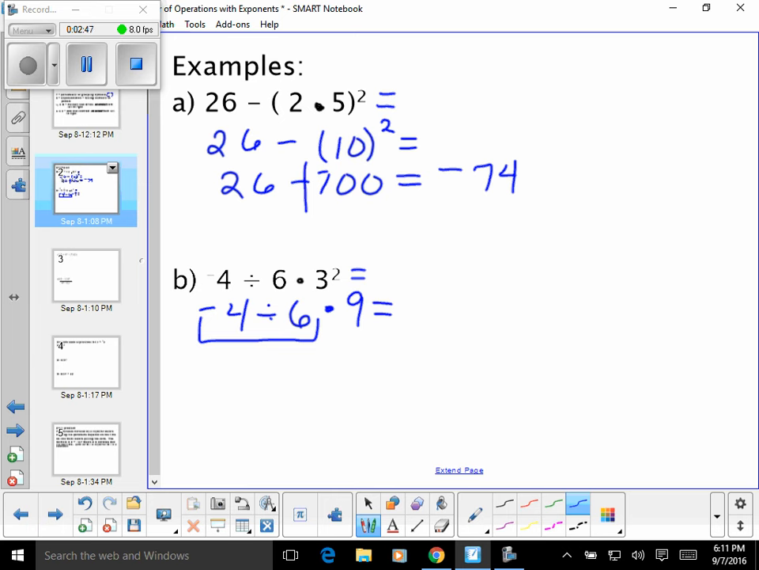Now, this is where the book assumes that you remember how to do this from last year. Negative 4 divided by 6 is going to be negative 4 over 6, which equals negative 2 over 3, then times 9 over 1. The 3 and the 9 will reduce to 1 and 3. So we now have negative 2 times 3, which is negative 6.